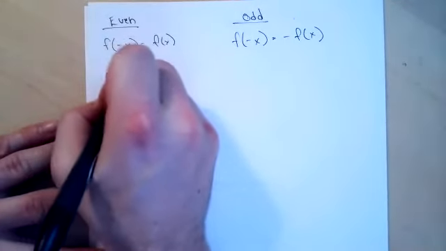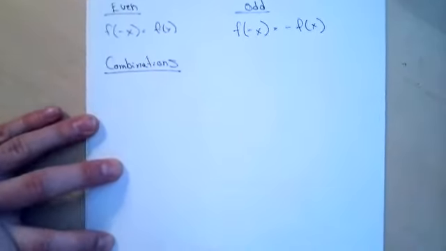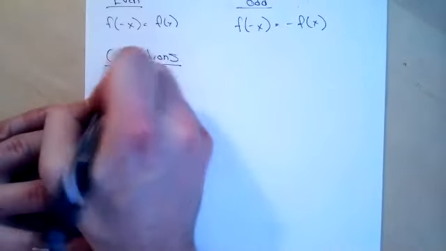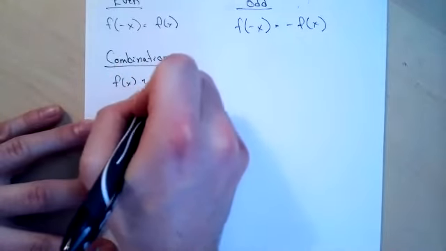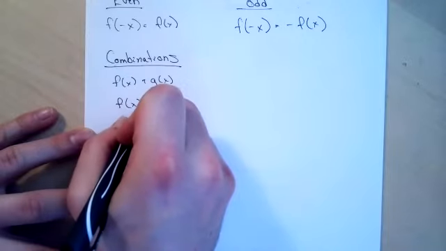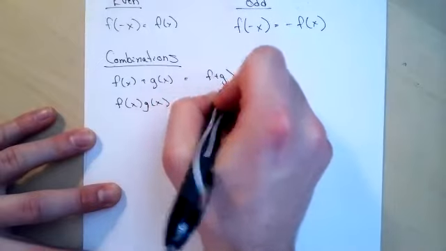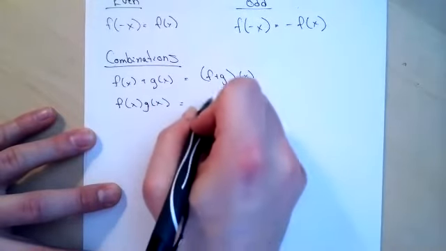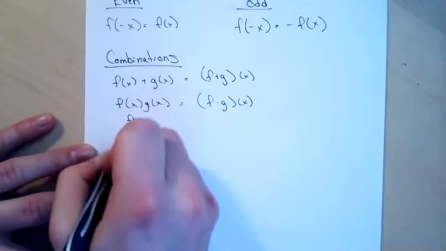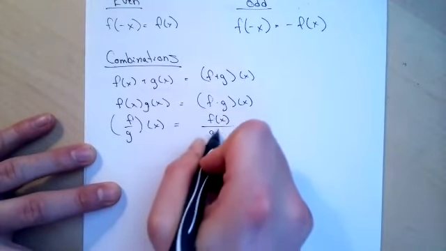So combinations of functions. The other ways we get new functions are operations with other functions. So we can always add two functions. We can multiply and divide two functions. So commonly we write this as f plus g of x. We write this as f times g of x. Likewise, f divided by g of x just means we take the y values and divide them.